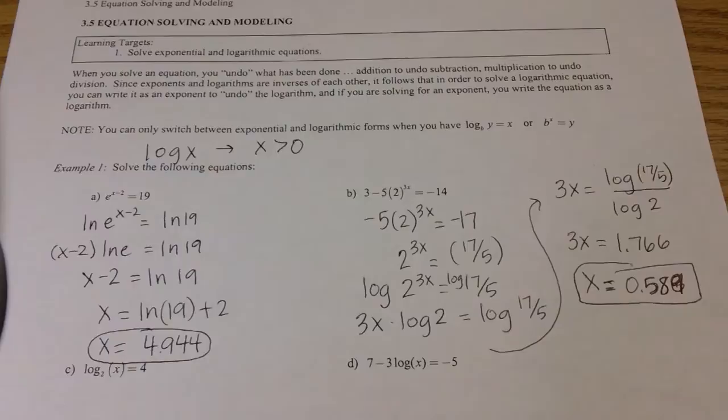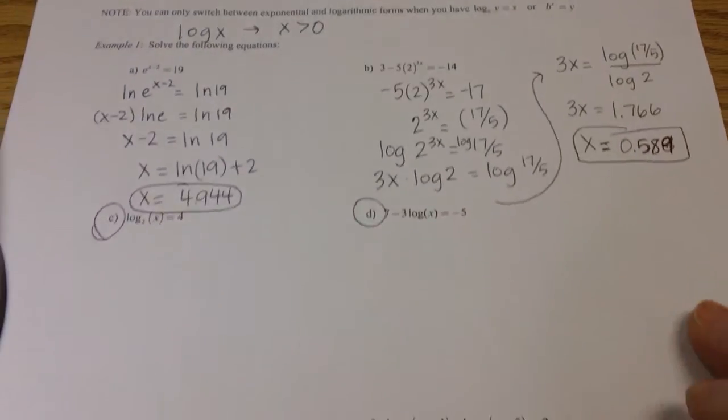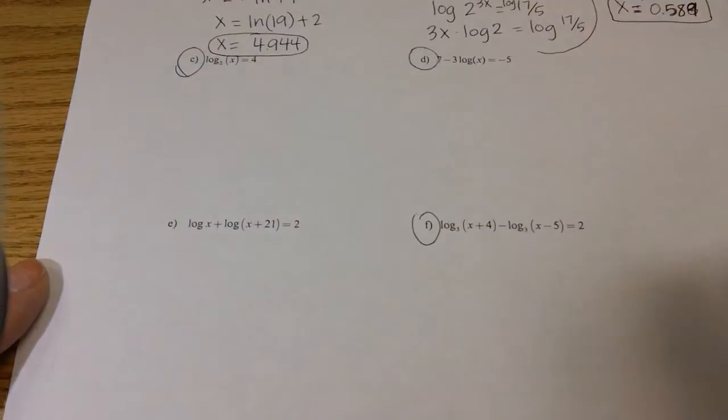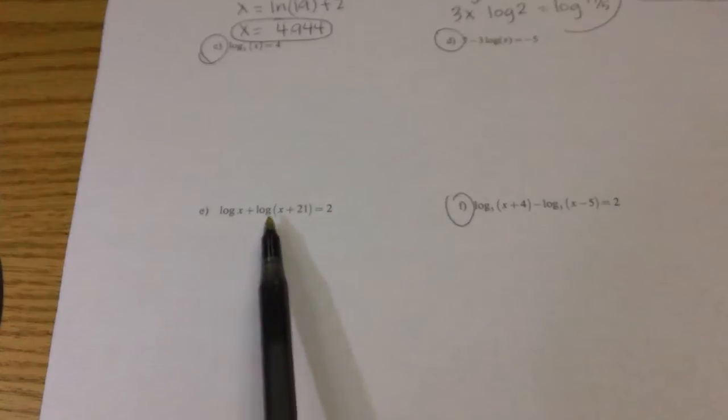All right, tonight or for Monday's class, I want you guys to try C and D. We're going to do E together, and you're going to do F tonight. So let's look at E for a second. We have the log of x plus the log of x plus 21 equals 2. First of all, we need to combine these two on the left.